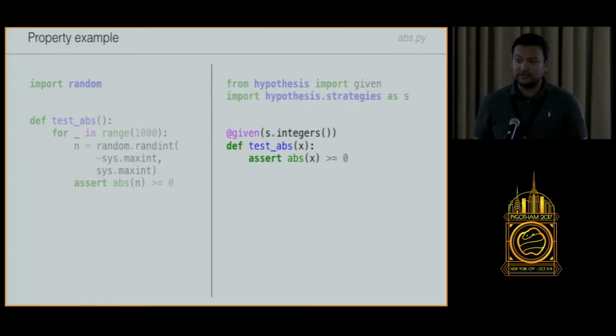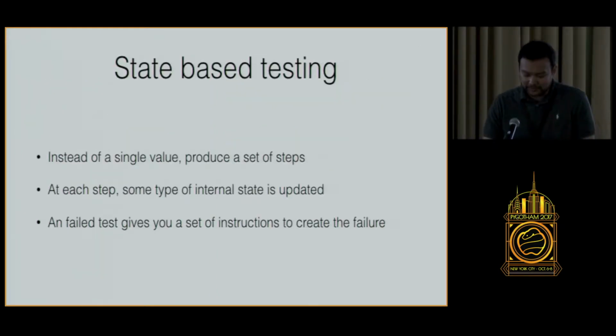So the idea here is that instead of the test we've been looking at so far, where it generates one test data point and you have to make an assertion purely based on that data point, what if it was a sequence of actions? So instead of just X, it said do A, do B, and then do C. And that's what state-based testing is all about.